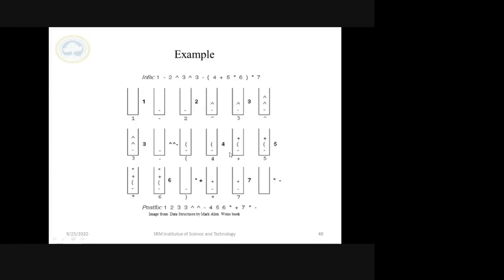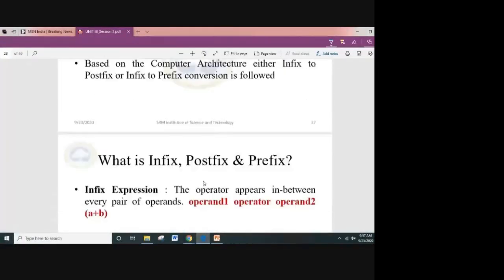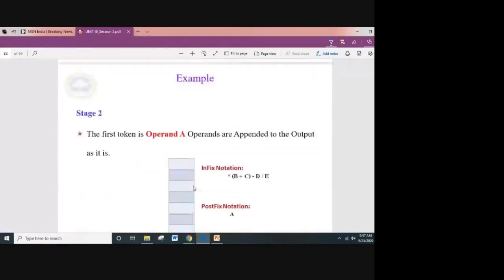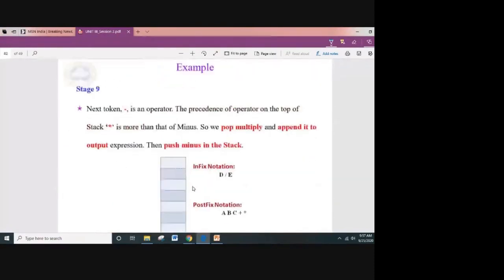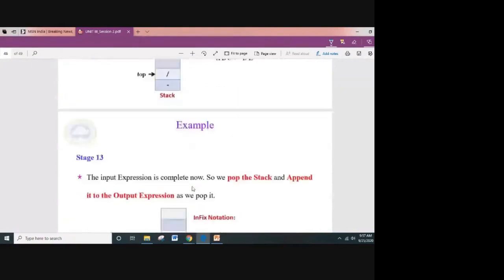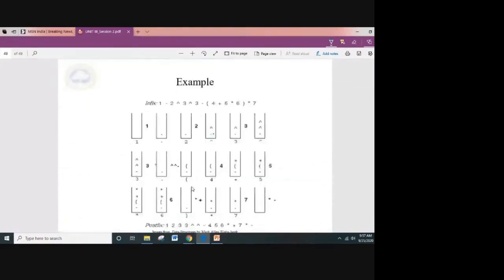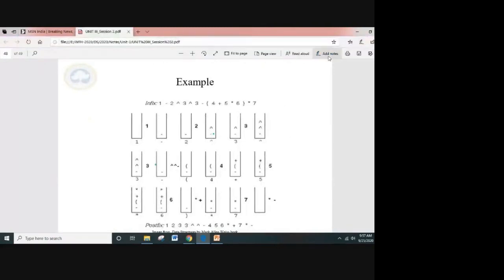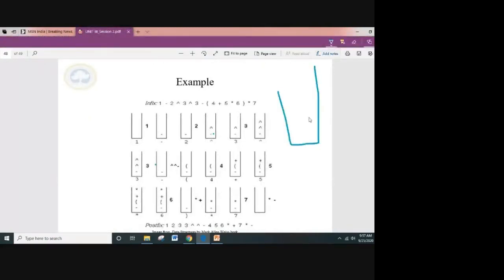And open parenthesis and close parenthesis, how they will be handled is: when an open parenthesis is encountered, you will push it inside the stack. When a close parenthesis is encountered, you will pop it. That's all. And this is the stack concept.